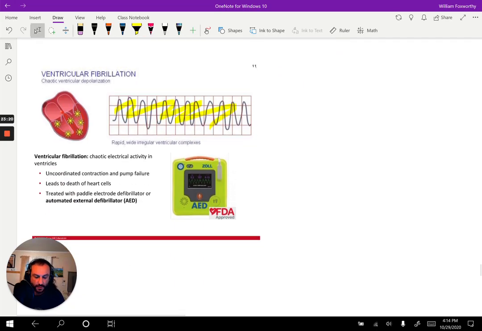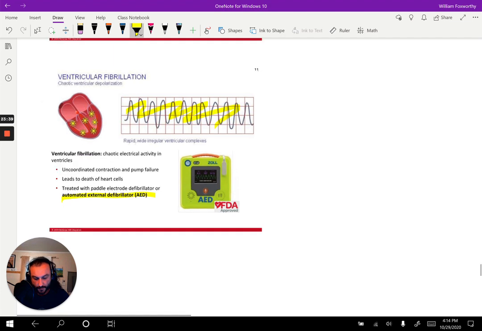And if somebody has gone into ventricular fibrillation, you would treat that with one of these automated external defibrillators, which will interrupt the electrical signal. It's sort of like kicking your computer. So it will interrupt that electrical signal, allowing the SA node a chance to reset and reestablish the appropriate rhythm.